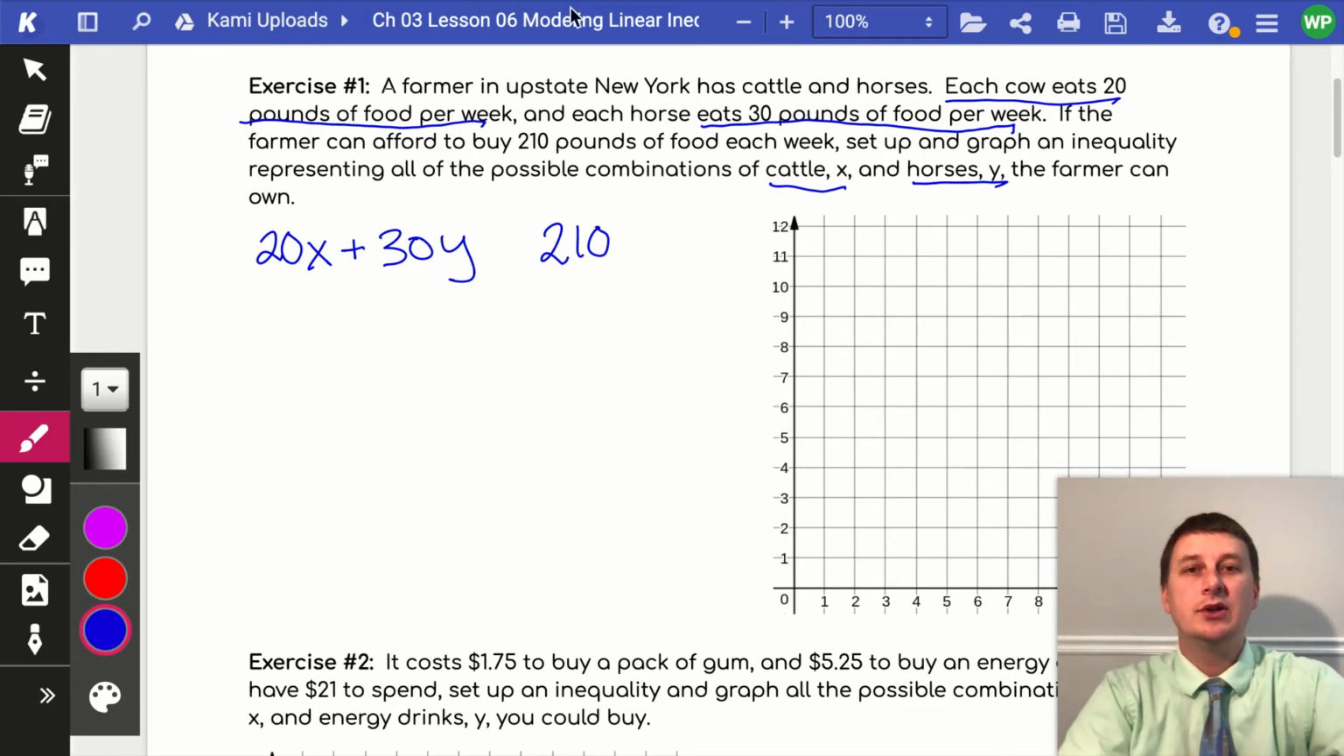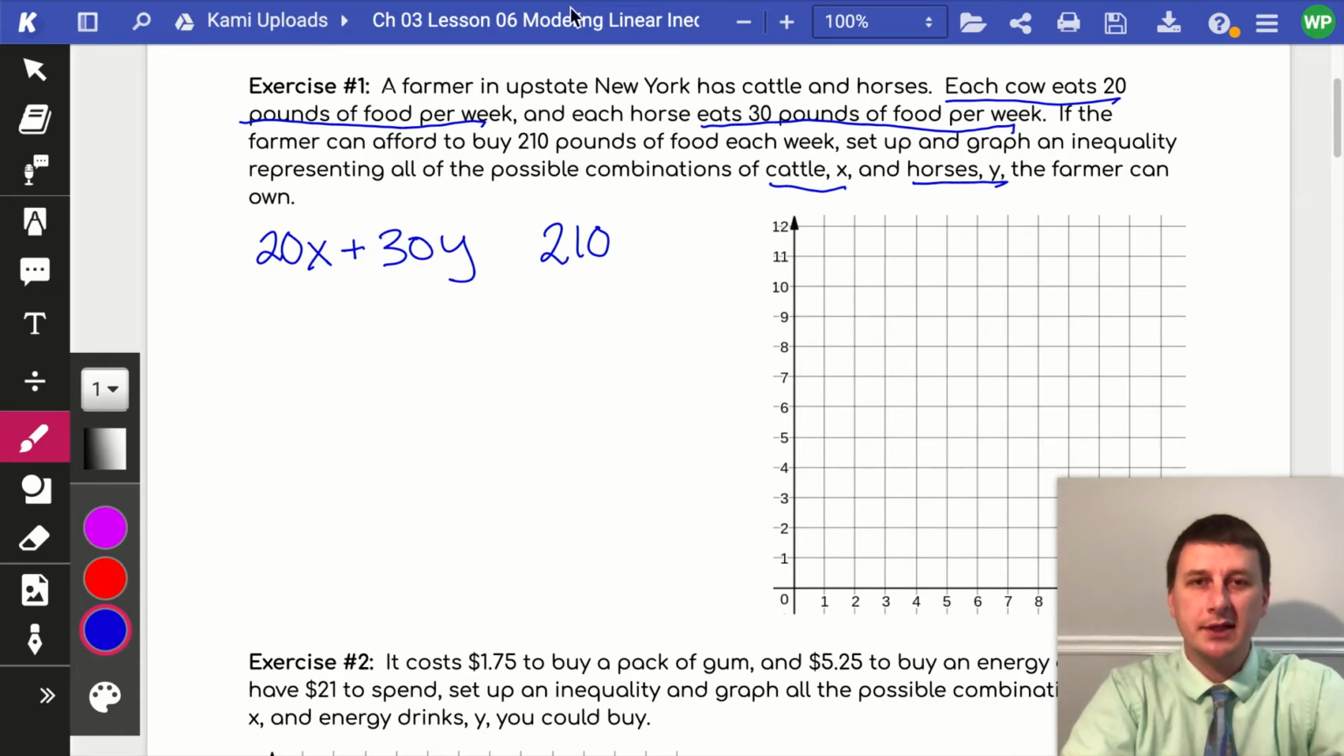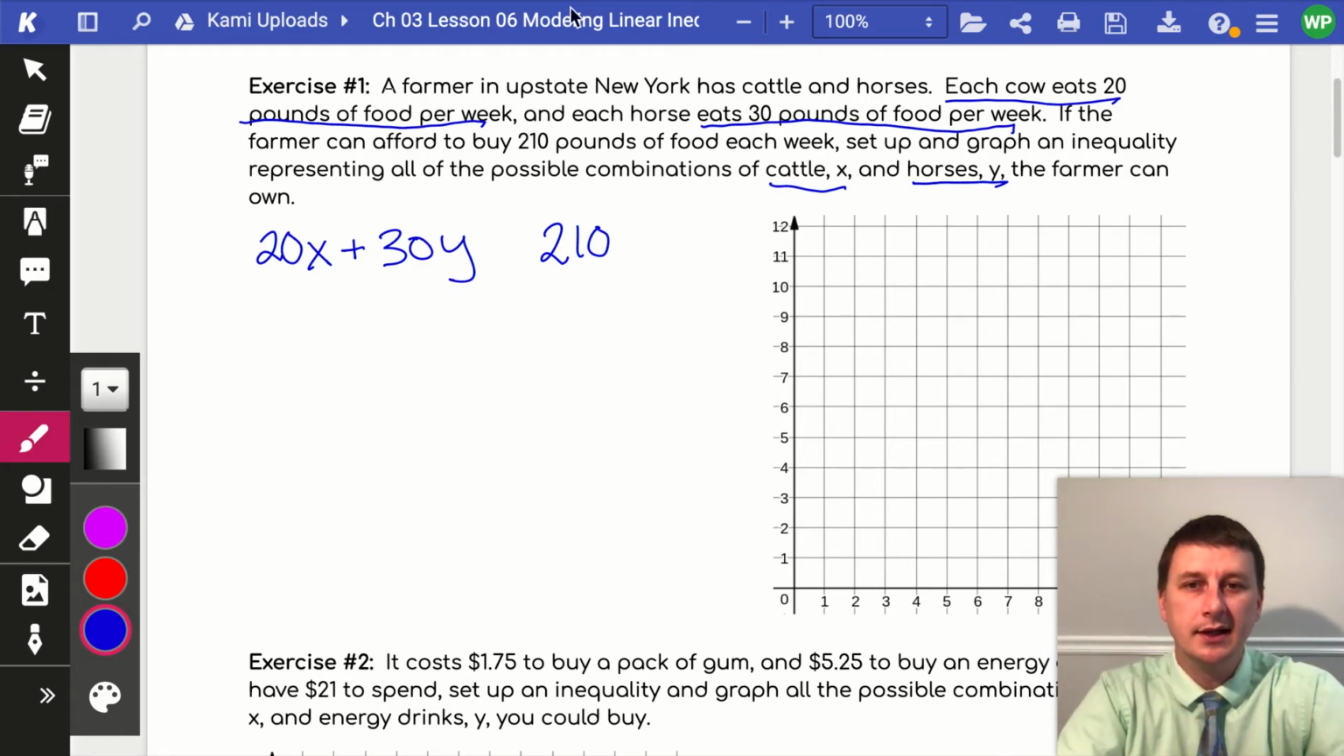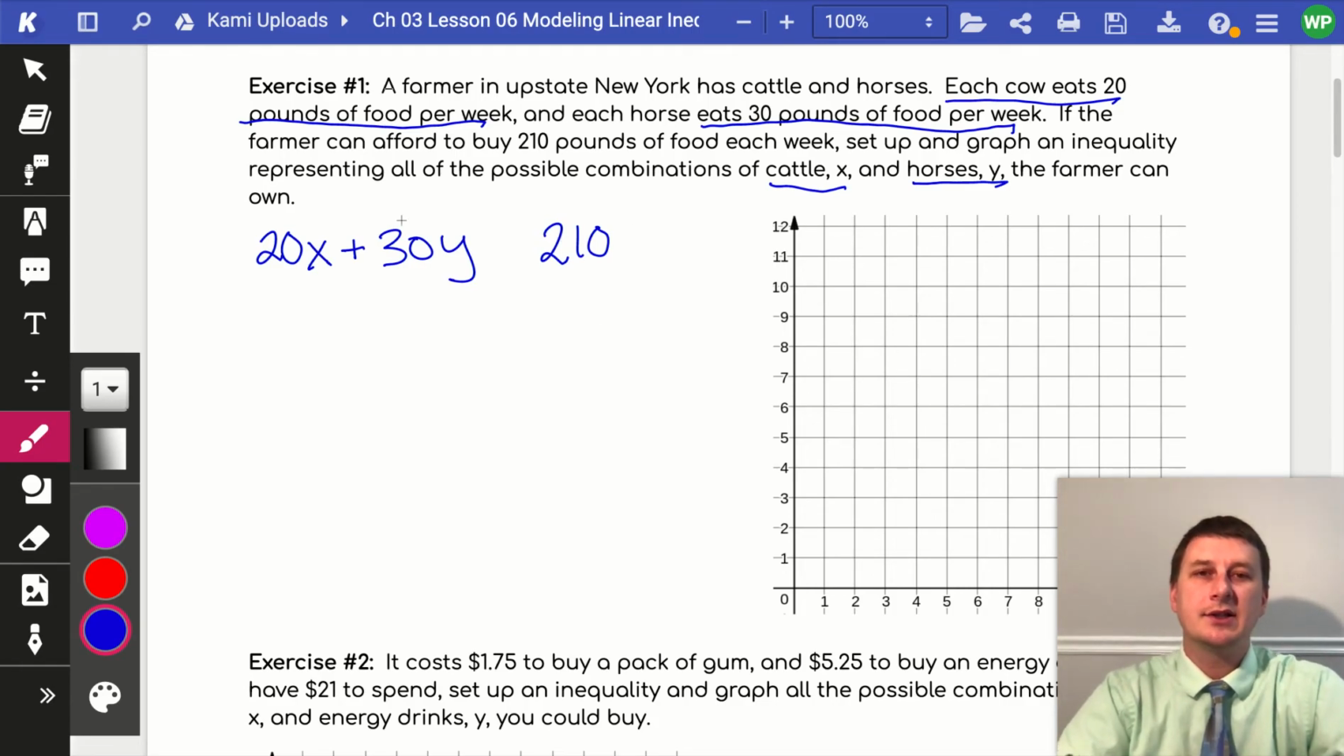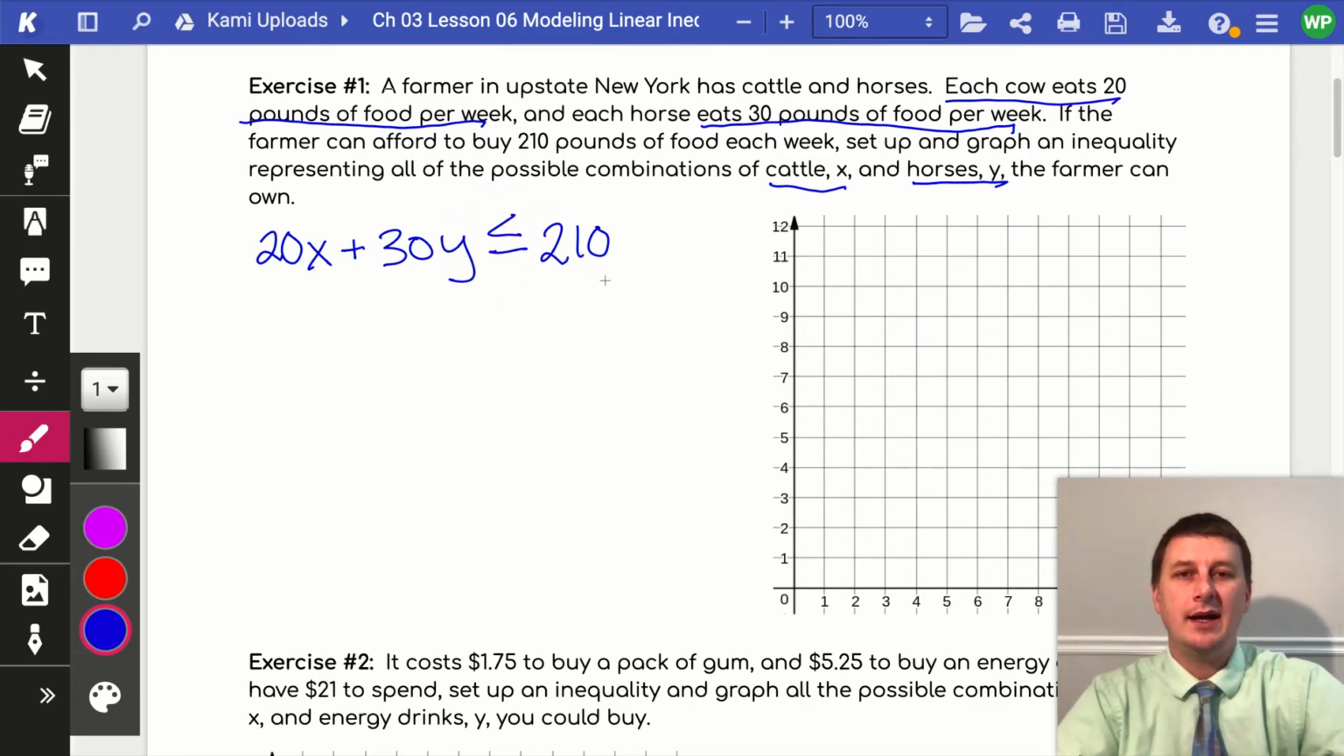Does that mean he's going to buy 210 pounds of food per week? And the answer is no, because if he only has one cow or one horse, he's not going to buy a surplus of food because that food's going to go to waste. So if he can afford to buy that, that means the very most he could buy is 210 pounds of food. Everything else has to be less than or equal to that 210 pounds.